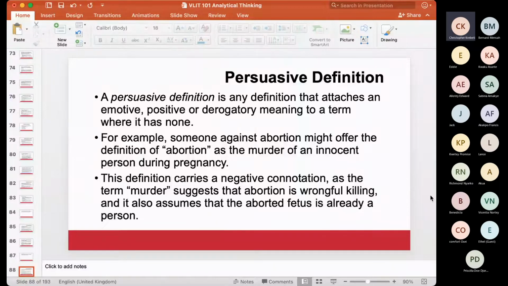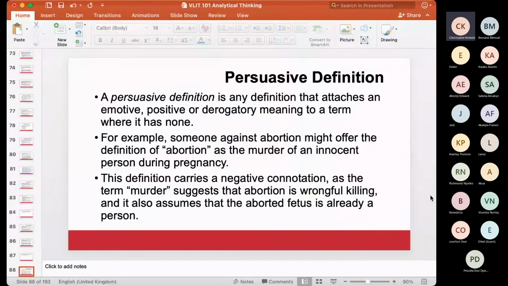So, persuasive definition. A persuasive definition is any definition that attaches an emotion, either positive or derogatory meaning, to a term where it has none. For example, someone against abortion might offer the definition of abortion as the murder of an innocent person during pregnancy. That's a persuasive definition. Persuasive definitions are more emotional.